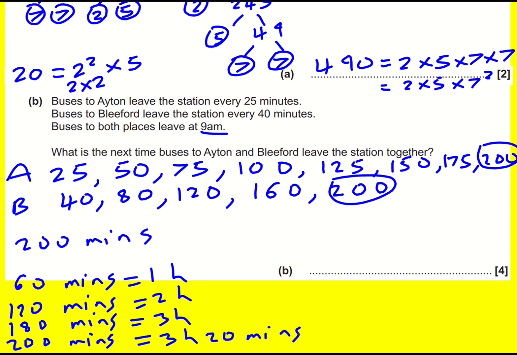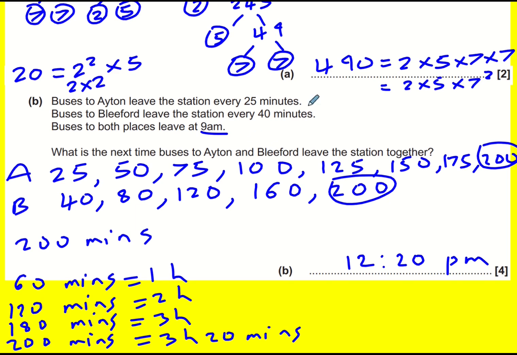So I've got 9 a.m. I'm adding on 3 hours. That would take me to 12 p.m., in fact. Then I'm adding on 20 minutes. It's going to be 12:20 p.m. If you don't put the p.m. in, you should be okay. But they are using AM and PM, so I'm going to put it in.